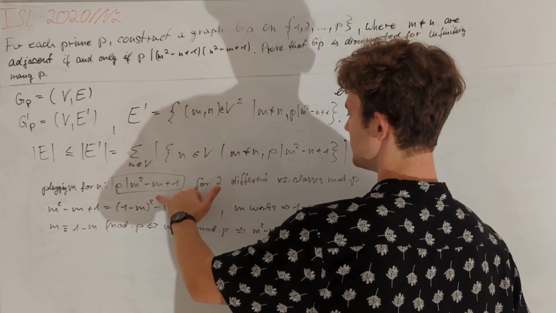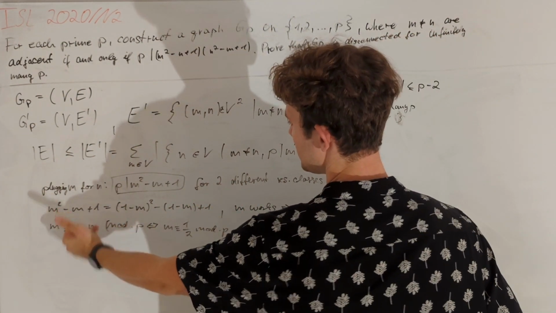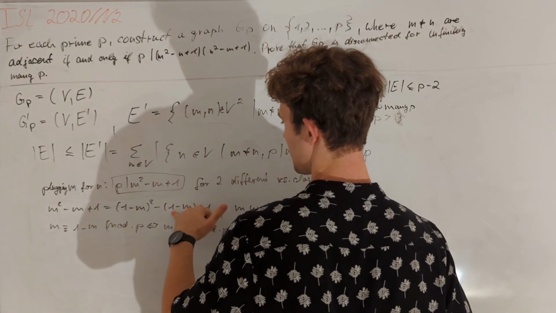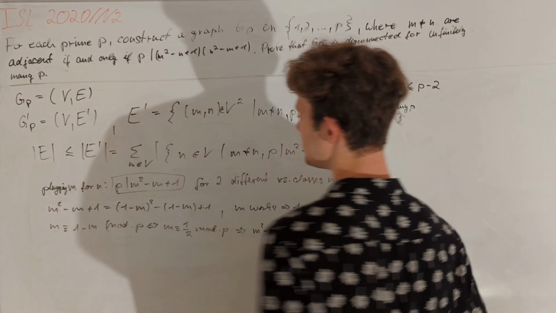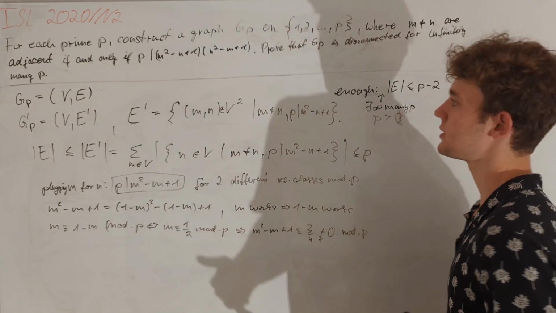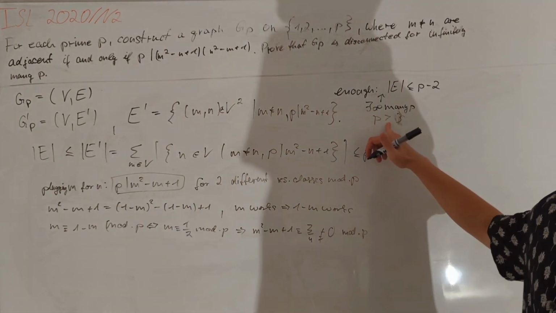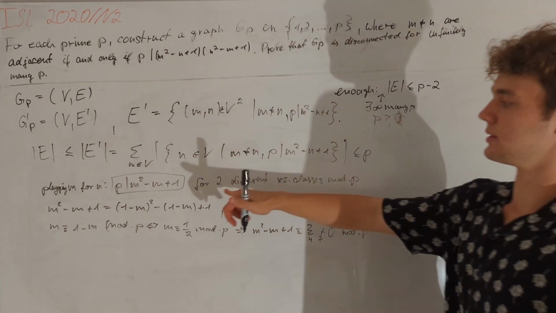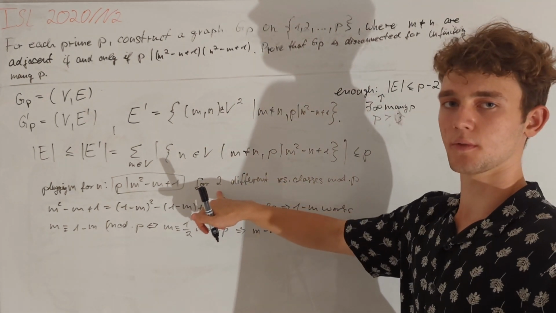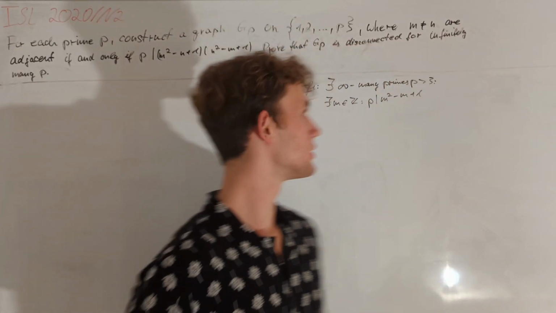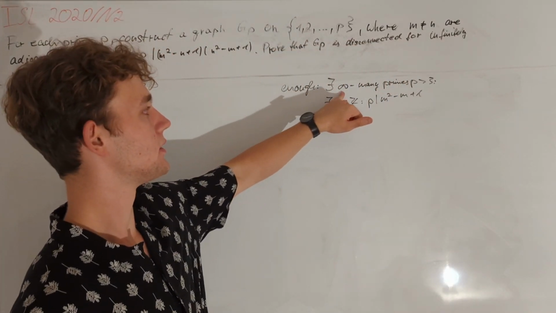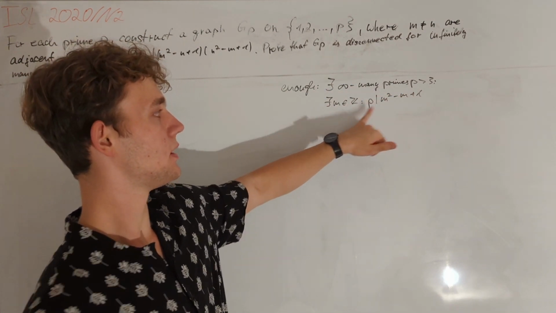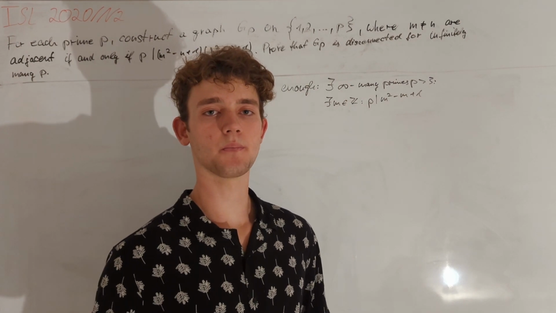Therefore, if this is true, then these two values are different, but the other value also has the property that this divisibility holds, and therefore one solution always implies the second one, at least for p greater than 3. Therefore, we know that it is enough to find one solution for infinitely many primes. We are interested in showing that there exist infinitely many primes p greater than 3, such that for some integer m, p divides m squared minus m plus 1.